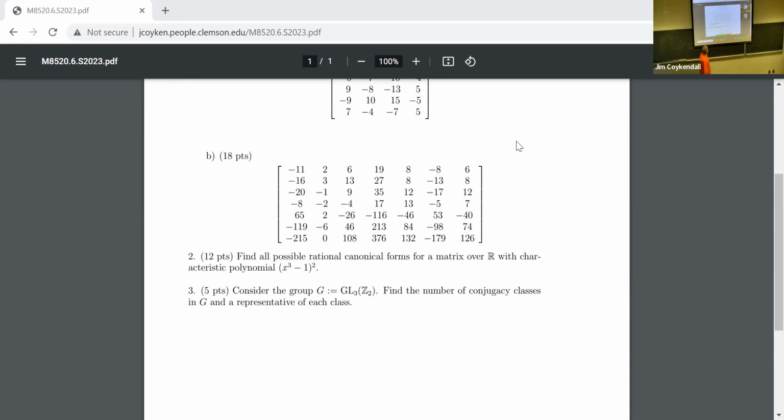Find the number of conjugacy classes in G and a representative of each class. This is actually an application of these canonical forms. So think about that a bit. Any questions on that? Okay.